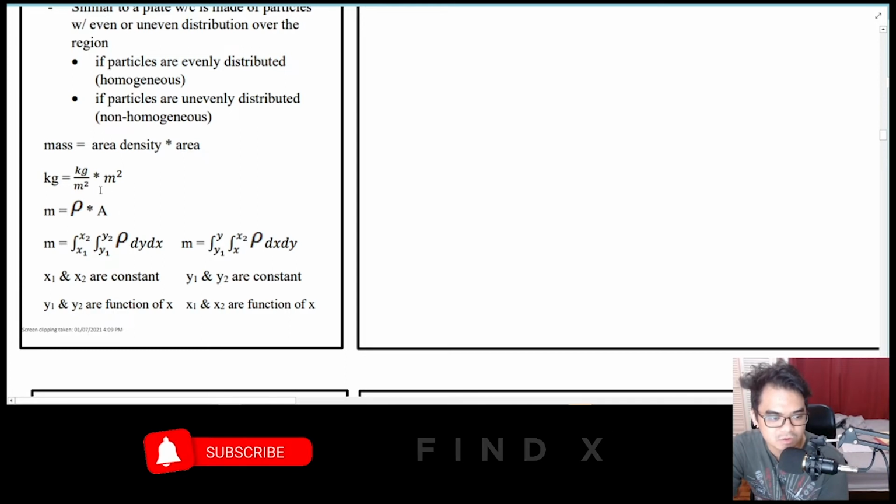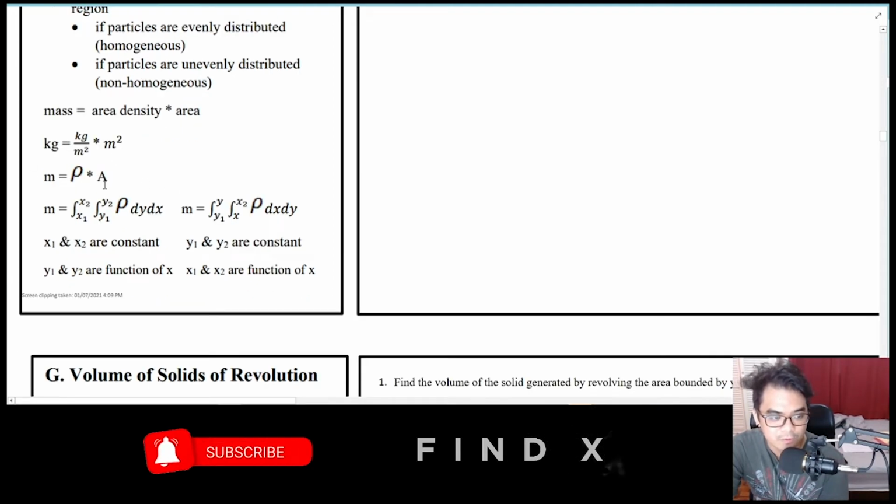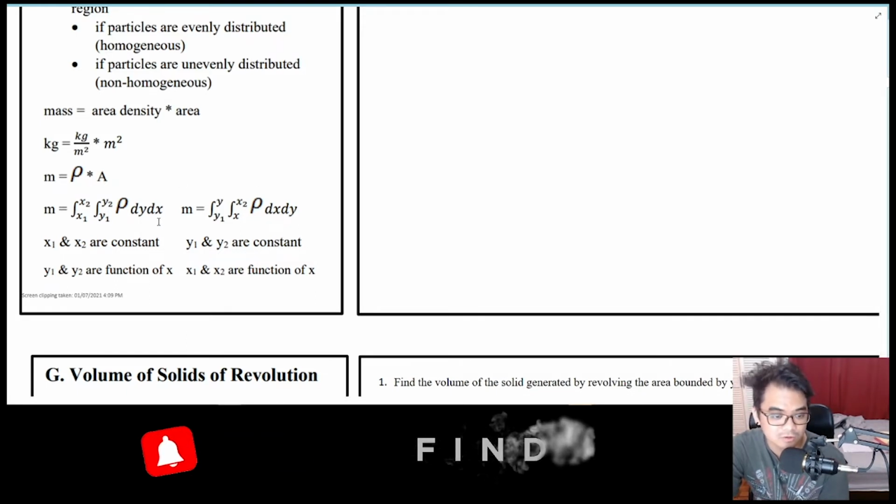Of course, the unit will be kg. So that's kg over square meter times square meter, so you'll be left with kg. And then the mass will also be the rho, or the area density, times the area. So you have two types here, you can use either.